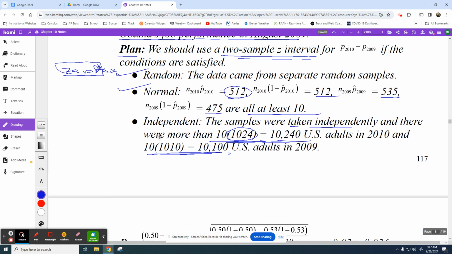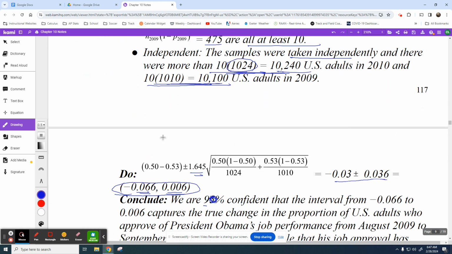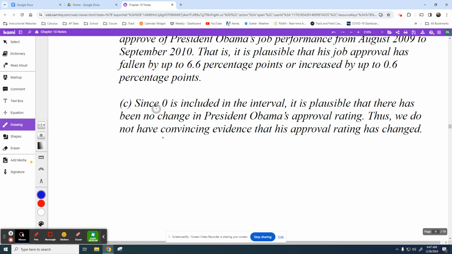And so the last question for you guys is, based on your interval, is there convincing evidence that his job approval rating has changed? No, since 0 is included, it's plausible there has been no change. Okay, so let's just say it was negative 6.6% to negative 1%. That means that 0 doesn't fall into it, and so there could be convincing evidence that his job approval rating changed. Okay, so that's how you read that.